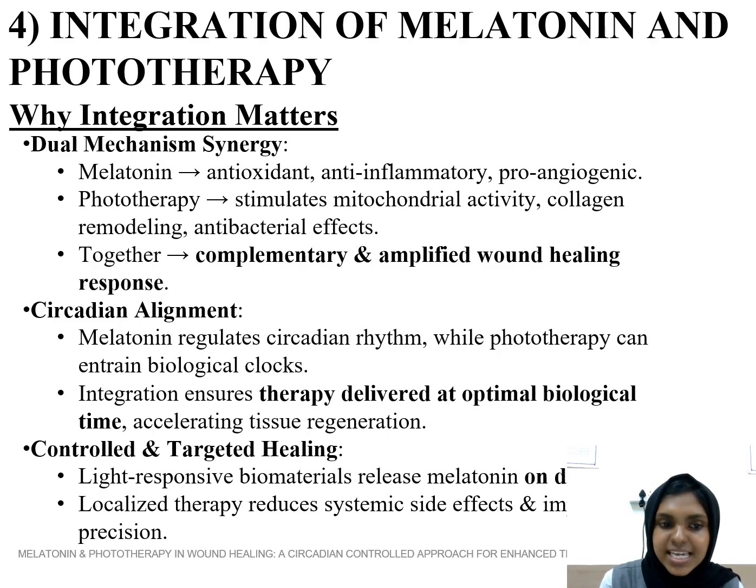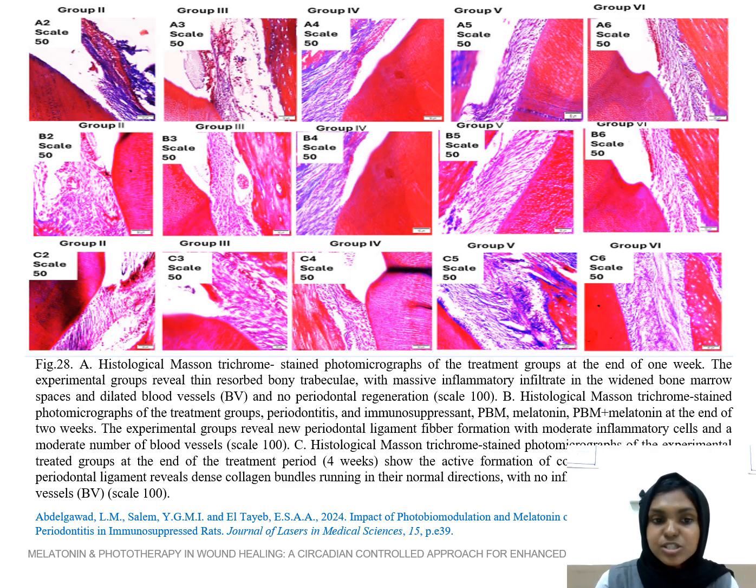Then controlled and targeted healing: light-responsive biomaterial releases melatonin on the damaged skin. Then localized therapy reduces systemic side effects. Then as we can see, this is the picture of histological Masson's trichrome stained photomicrographs of treatment groups at the end of 1 week. The whole treatment happened within 1 week. As we can see, by using melatonin phototherapy aligned with the circadian rhythm, the wound is completely healed and the structures are visibly, structurally arranged.